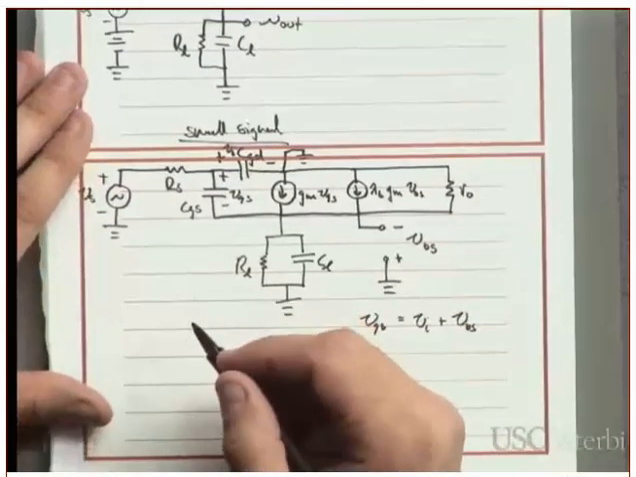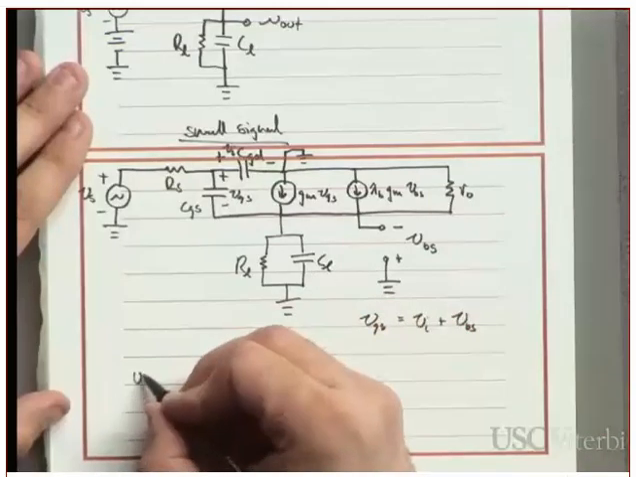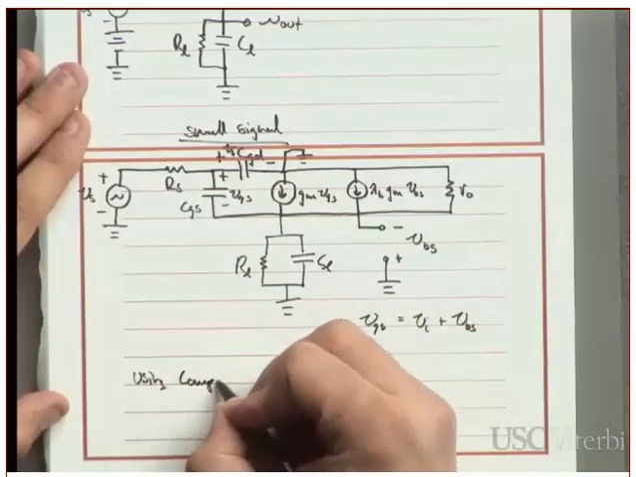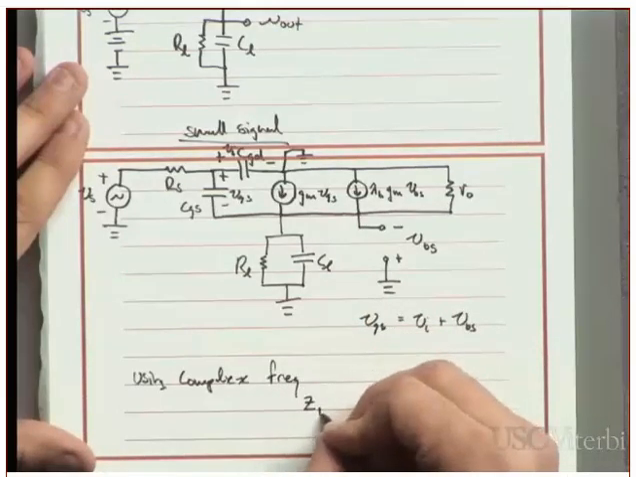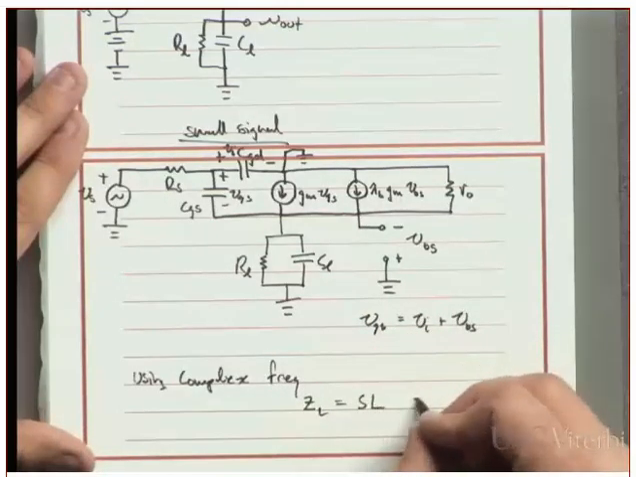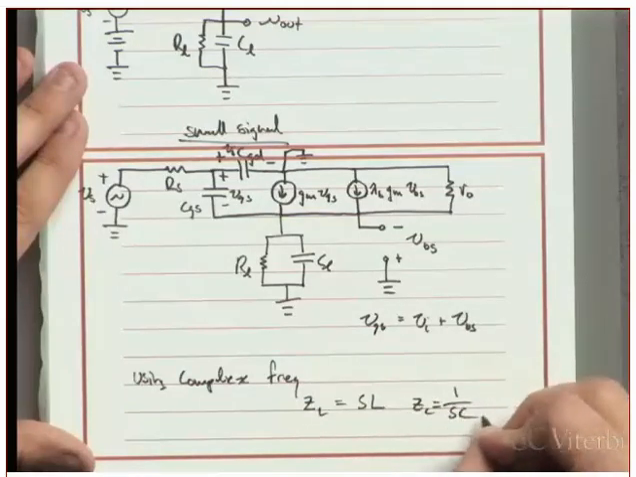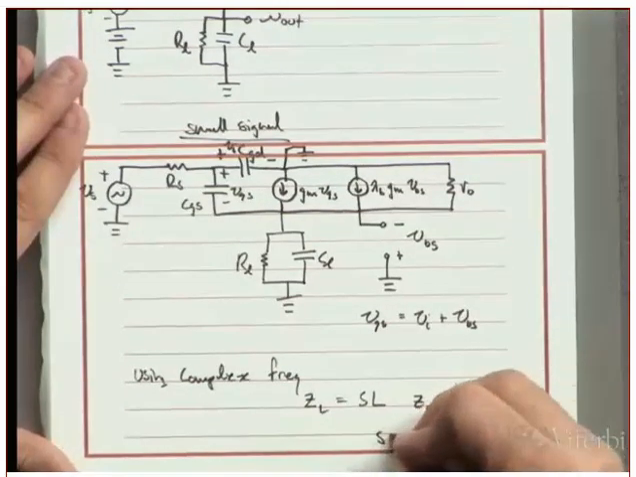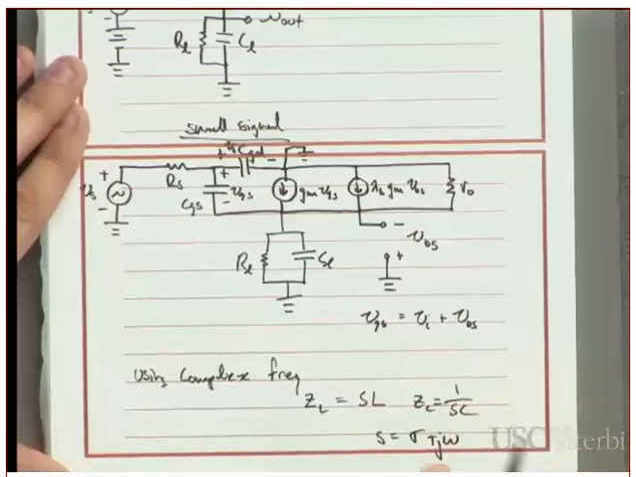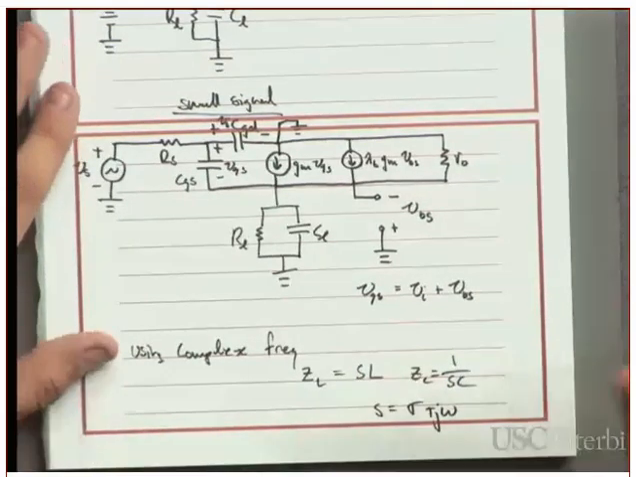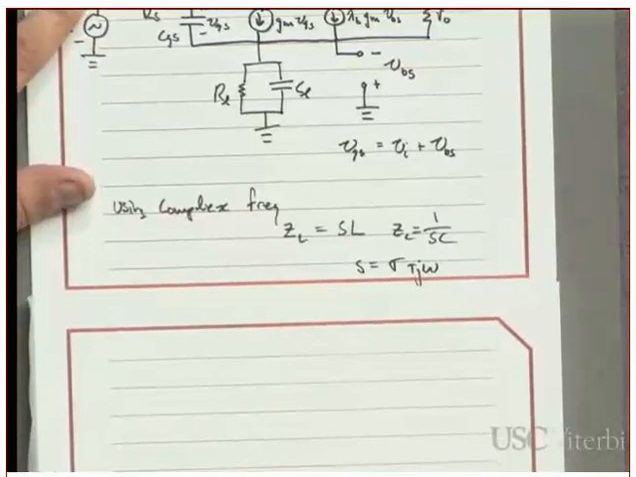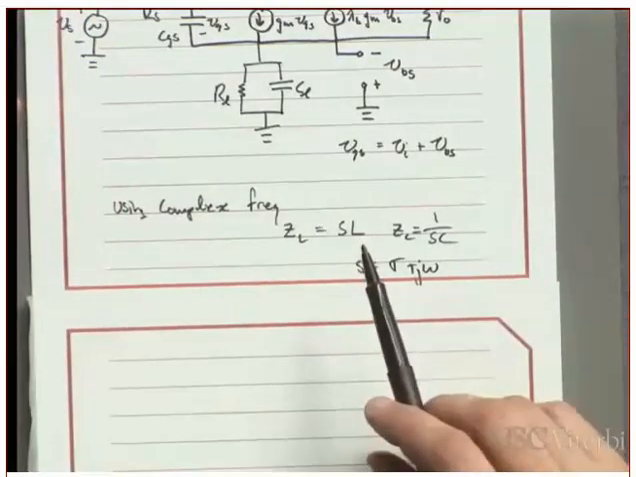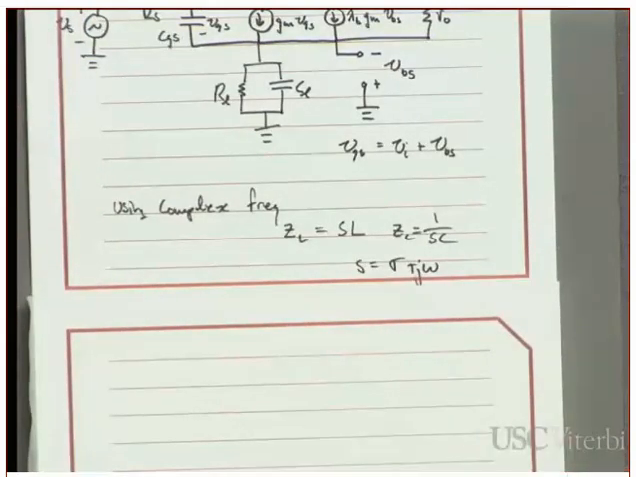Okay. So I'm going to use complex frequency just to throw a monkey in the wrench. ZL is now SL. ZC is 1 over SC. And S is just sigma plus j omega. So that's how I'm going to write my equations. It's not really important that I do it that way. It's just to remind you that there's another way to write those things. This is basically the Laplace transform version of those things that we've seen before.